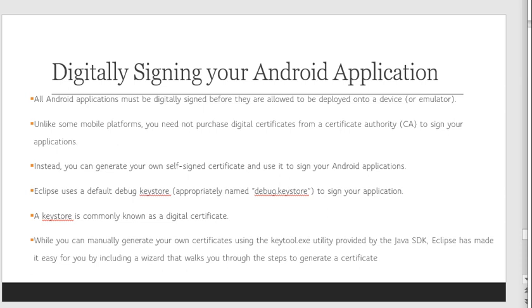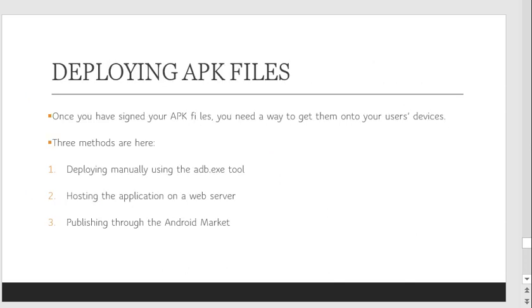It will also sign your application with the generated certificate. That is what the Java JDK provides, in jarsigner.exe. So this way you can digitally sign your Android application.